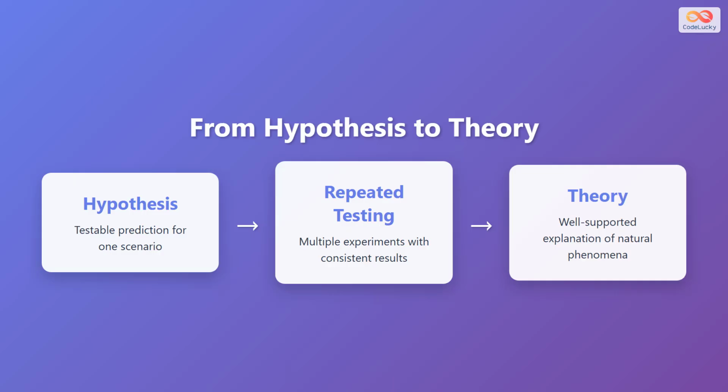A hypothesis is just the beginning of scientific understanding. When a hypothesis is tested repeatedly with consistent results, it can evolve into something more substantial. As multiple experiments by different scientists confirm the same findings, the scientific community begins to develop a broader explanation. This well-supported explanation becomes a scientific theory. Unlike a hypothesis, which addresses one specific scenario, a theory explains a wide range of natural phenomena based on extensive evidence.